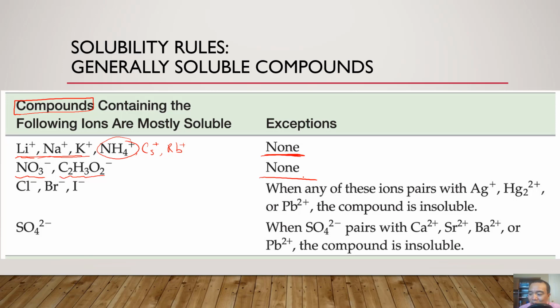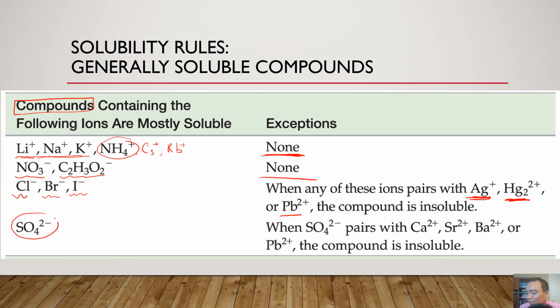For the compounds containing chloride or bromide or iodide, usually they are soluble, with exceptions if they combine with silver ion, mercury(I) ion, or lead ion. Okay. So what about sulfate?